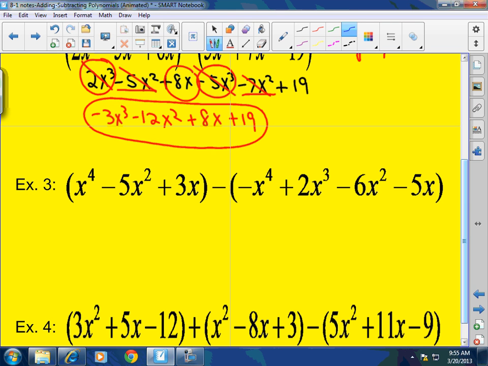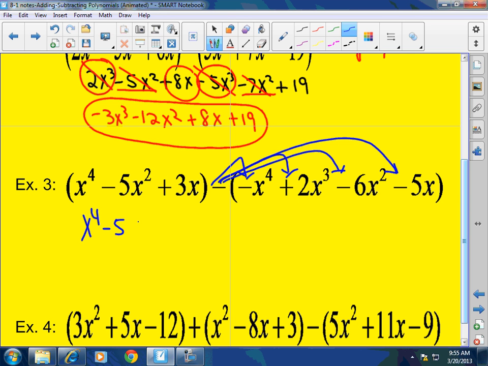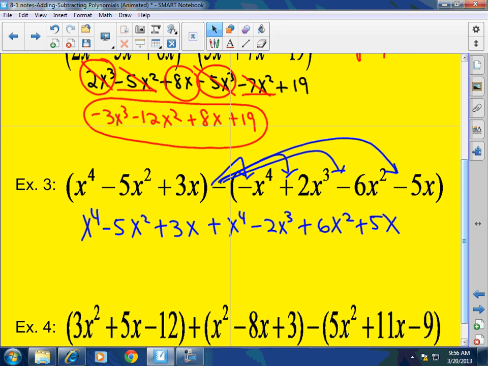Next. Okay. What do I have to do here first, guys? Distribute. Thank you. Distribute to all of this. Distribute to everything inside of there. So I've got x to the 4th minus 5x squared plus 3x. Help me out here. Plus minus 2x cubed plus 6x squared plus 5x. Awesome. All right. Let's add like terms, guys.